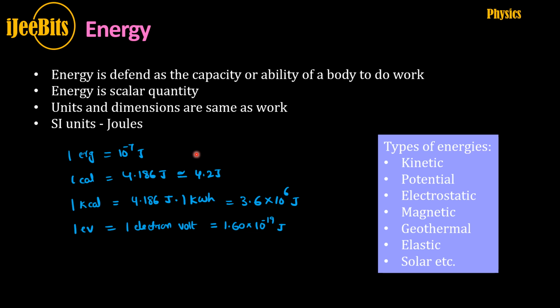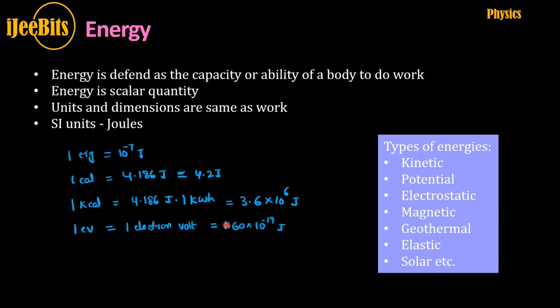So we studied different energies, right? Kinetic energy, potential energy, electrostatic energy, magnetic energy, geothermal energy, elastic, and solar. 1 erg equals 10 to the power of minus 7 joules. 1 calorie equals 4.2 joules. 1 kilocalorie equals 4.2 times 10 to the power of 3 joules. 1 kilowatt hour is 3.6 times 10 to the power of 6 joules. 1 electron volt equals 1.6 times 10 to the power minus 19 joules. So we may end up using these values in solving problems.